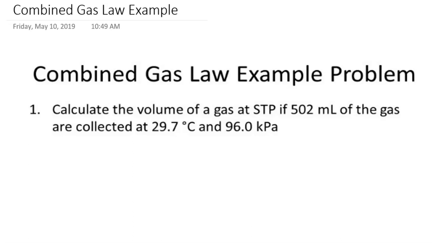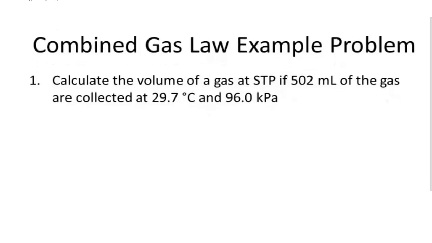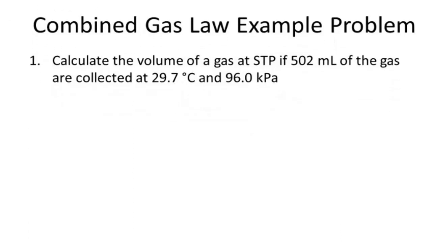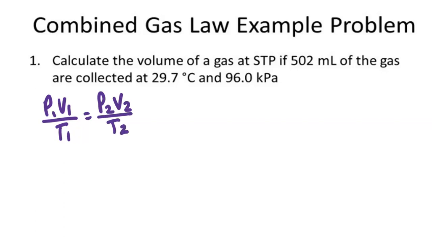And so, if you remember, we had derived that the expression that would encompass Boyle's law, Charles's law, and the Gay-Lussac law would look like this. Basically, P1 V1 over T1 is equal to P2 V2 over T2. And so let's actually show how you would use this particular law to solve a problem.